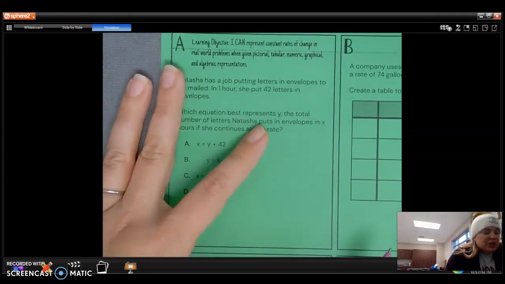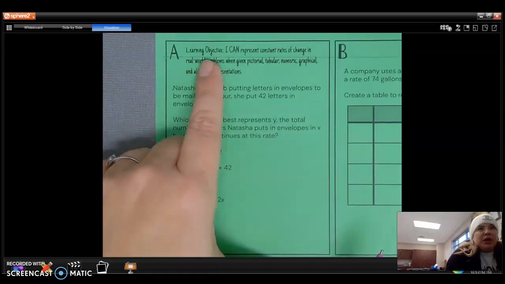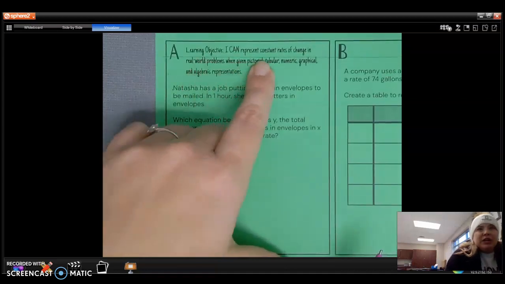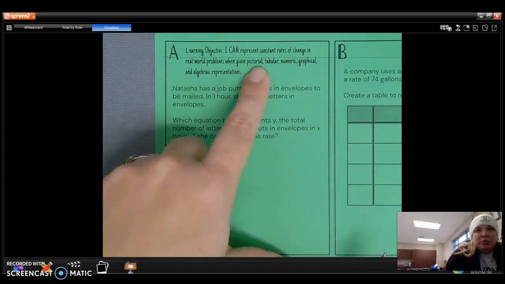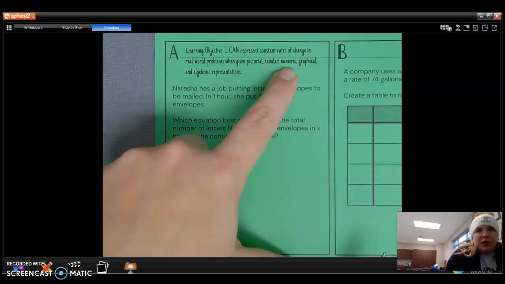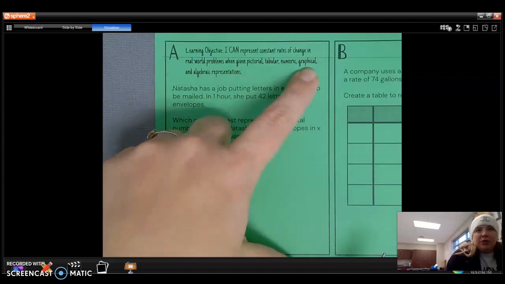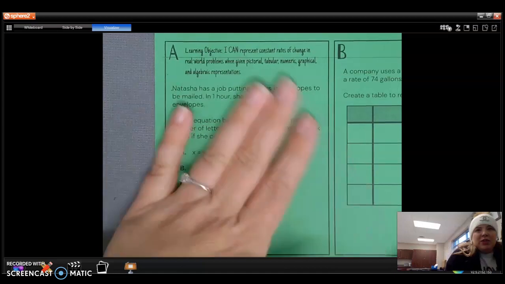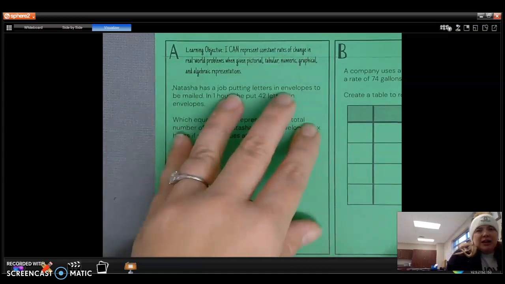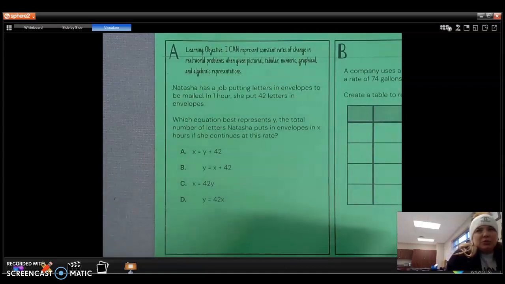7.4A, which is rate of change. So, just to refresh your memory, your learning objective: I can represent constant rates of change in real world problems when given pictorial, so pictures, tabular, tables, numeric, numbers, graphical, graphs, and algebraic representations. Okay, so I want you to do everything that I'm going to do, and all we're doing today is A. We'll do B, C, and D for the rest of the week, so please don't do those.